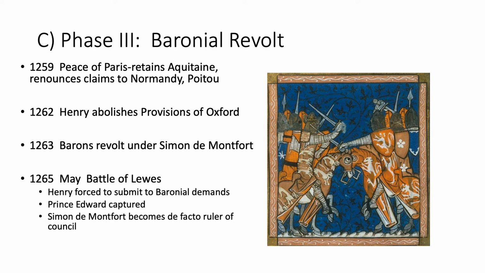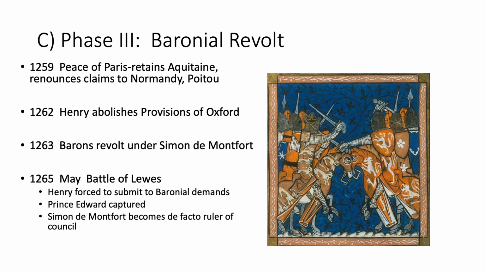In 1263, then, he faces a second baronial revolt under the leadership of Simon de Montfort. So Simon de Montfort is the Earl of Leicester, but he also has lands in France. He is the Earl of Leicester because he's married to Henry's sister. And so Simon then leads a number of these barons who really were invested in these ideas of limited government that the provisions of Oxford dictated, but also increasing the voices of some of these leading nobles and members of the church in government.